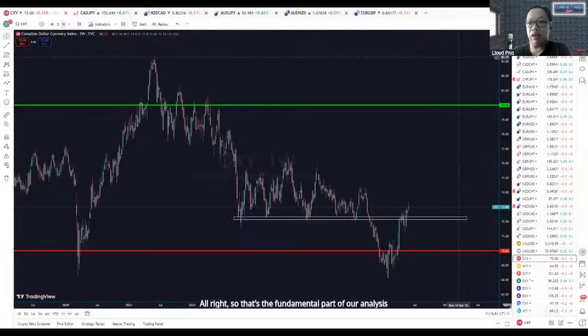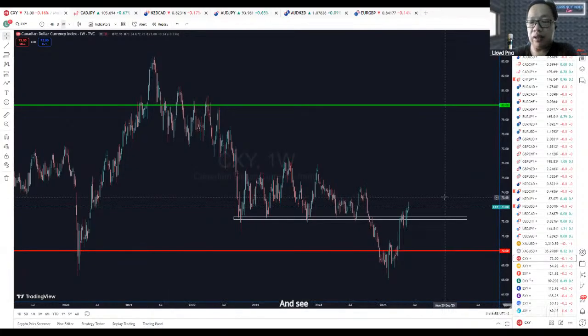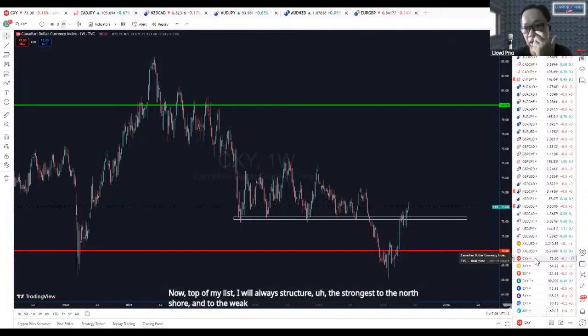All right, so that's the fundamental part of our analysis. With that, I'll be sharing my technical analysis using the currency index and see what I have up for the next coming week or two. Now, top of my list, I will always structure from the strongest to the weakest. So at the top of my list, we'll go to the strongest.